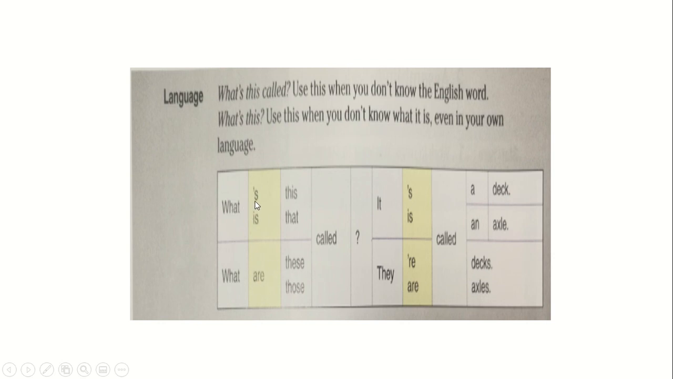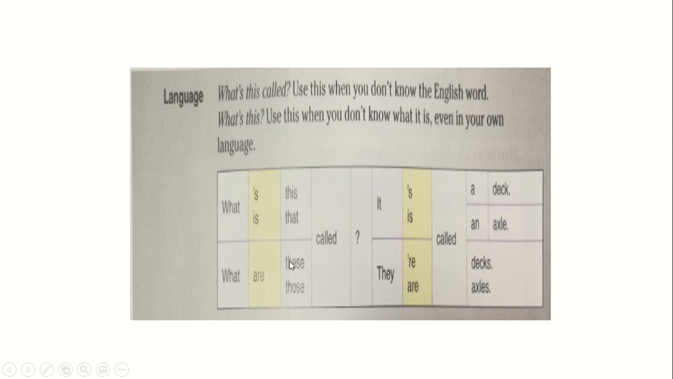So as we said before, you notice that this and that are singular, and here all are plural. All the words are plural. And the answer is it is, or it's called a deck, for example. It is called an axle.